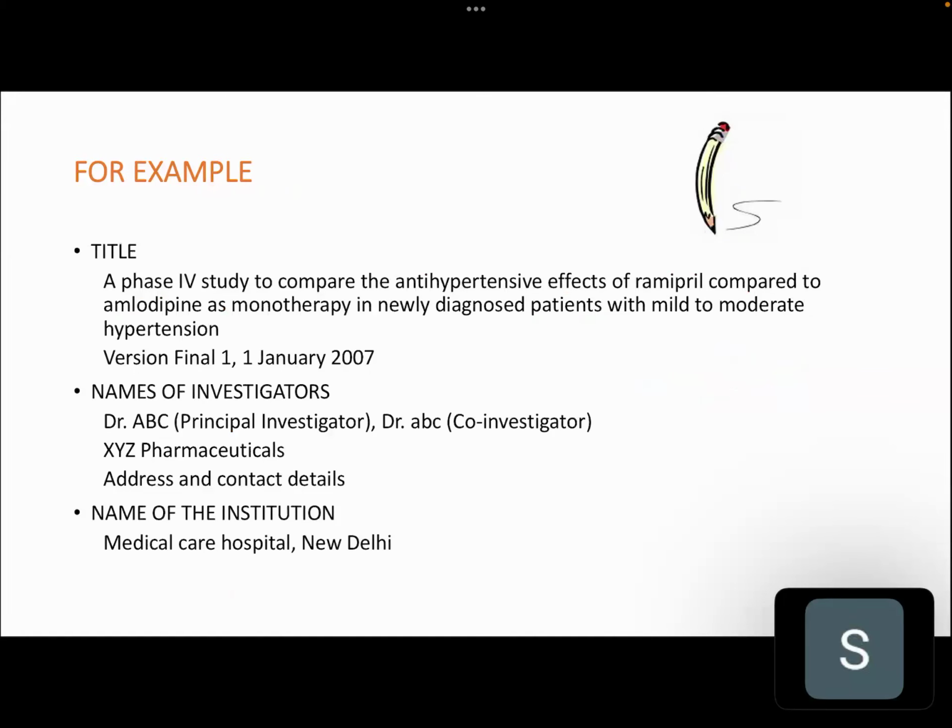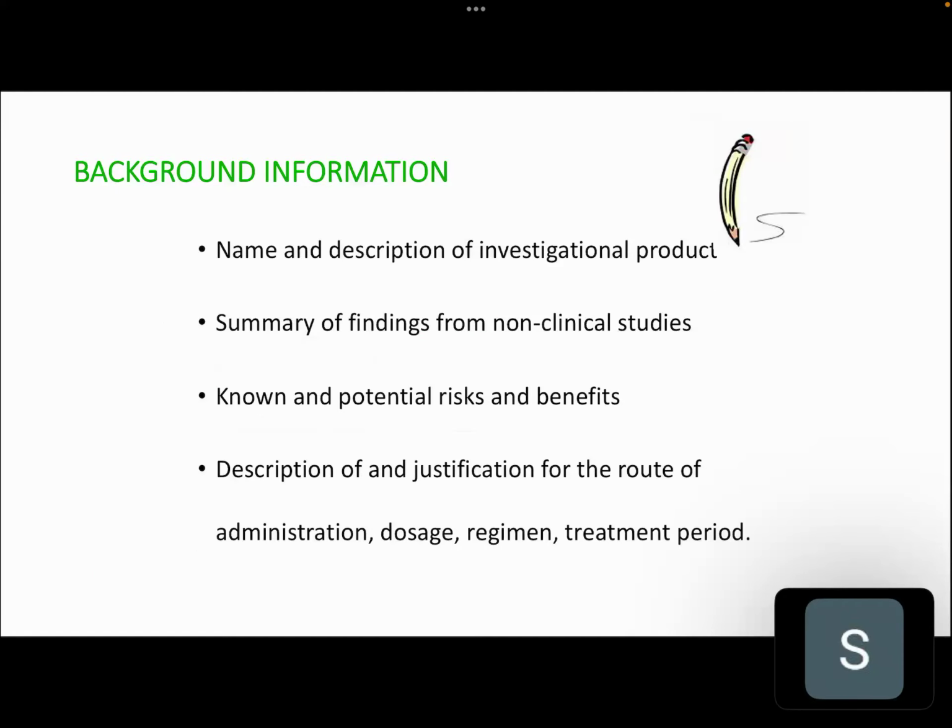So this is just purely an example of how a title looks. In your title, you always give the phase, which type of drug, what kind of treatment you are doing, and what type of indication this is. Name of investigator, institution. Now, in the background information, what do you really describe?